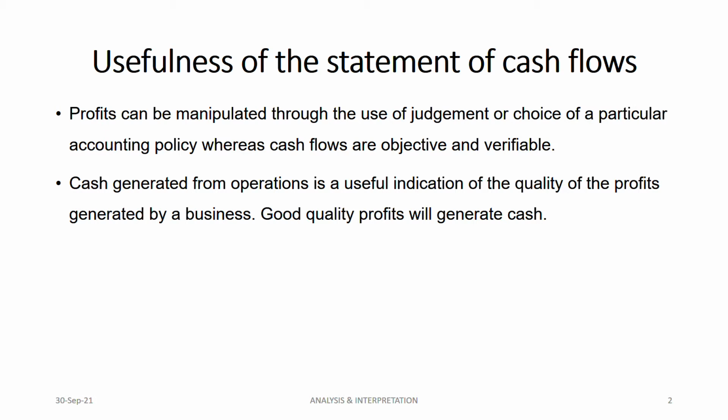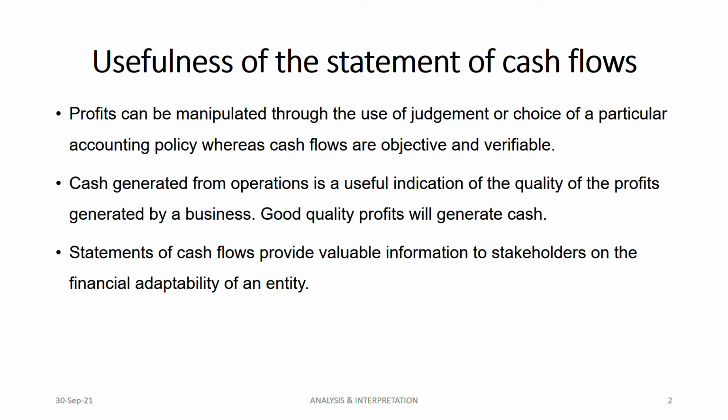Third, statement of cash flows, they provide valuable information to stakeholders on what? Financial adaptability of an entity. It talks about how solvent the company is, the financial liquidity, the financial solvency, the financial adaptability of the company. All these things you will not come to know through statement of financial position or statement of profit and loss and other comprehensive income. Only statement of cash flows will give you this information.